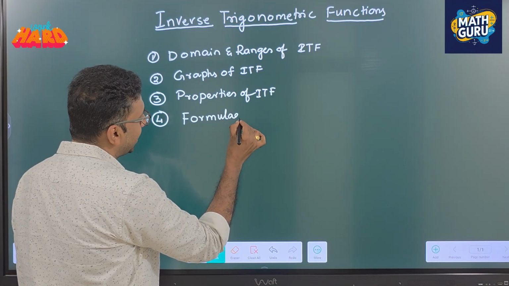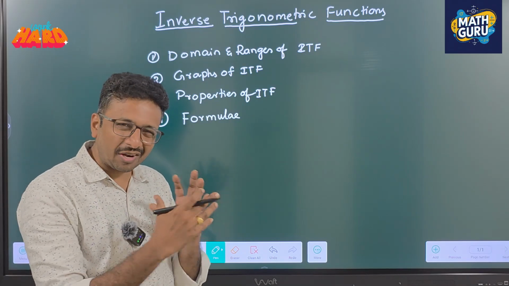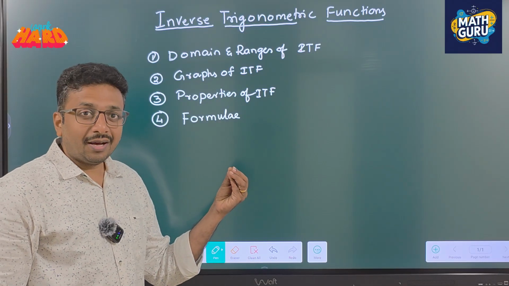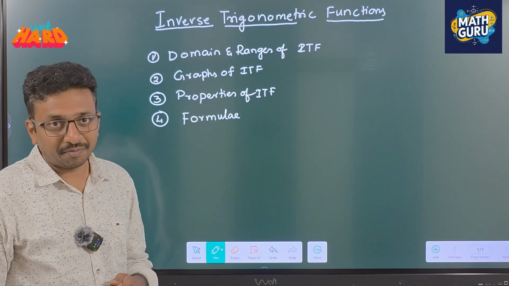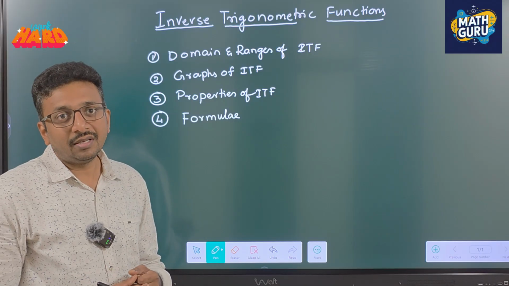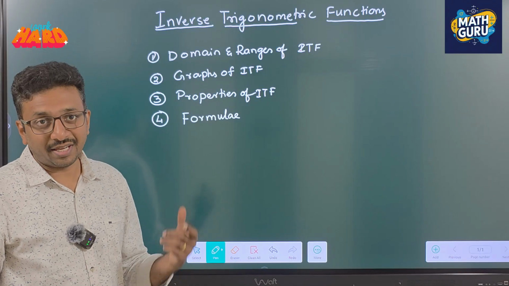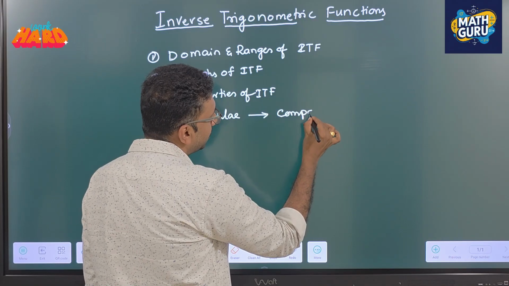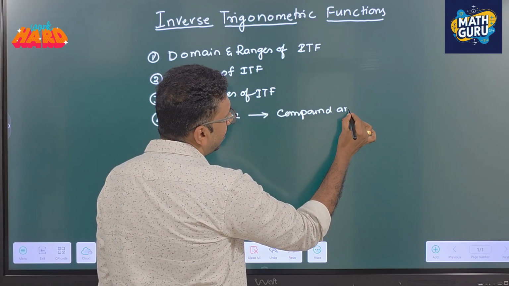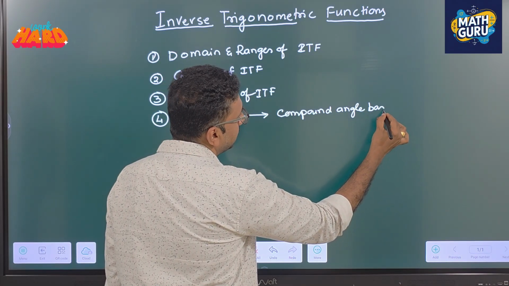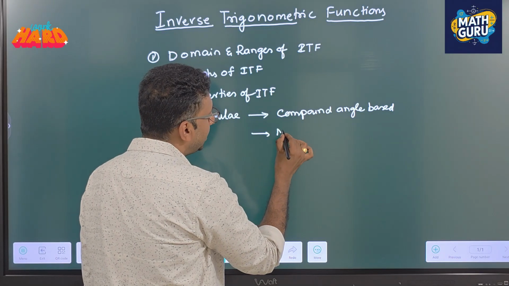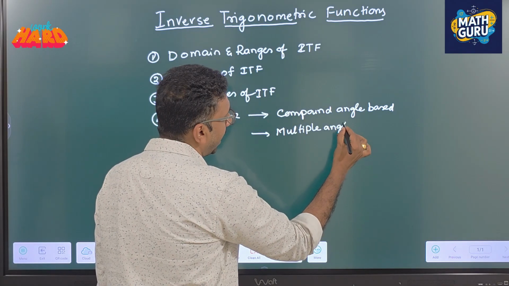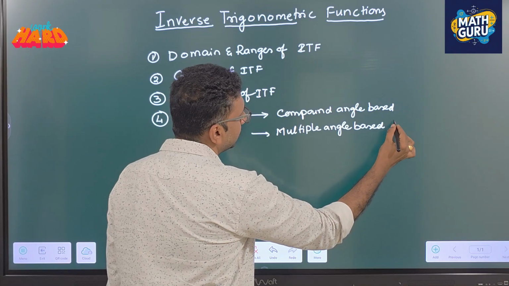If you take any standard textbook in inverse trigonometric functions, there are lots and lots of formulas. We are going to understand how we can write those formulas without actually memorizing them. If you understand the concept behind the formula, you can write the formulas directly. Formulas are divided into two things: compound angle based formulae and multiple angle based formulae.